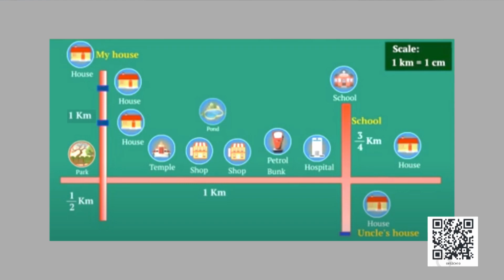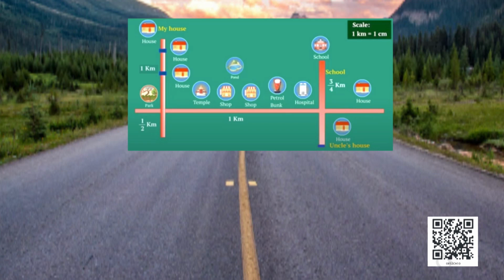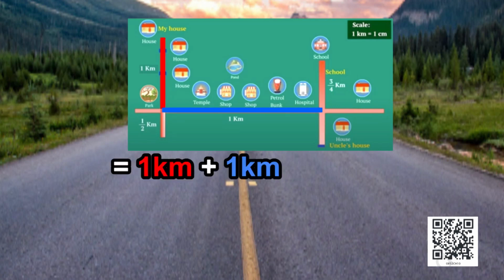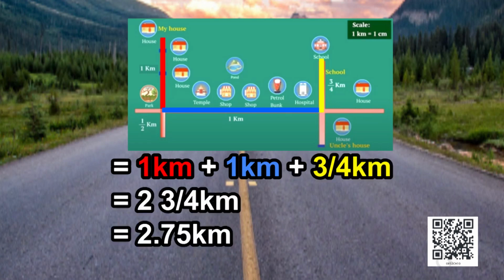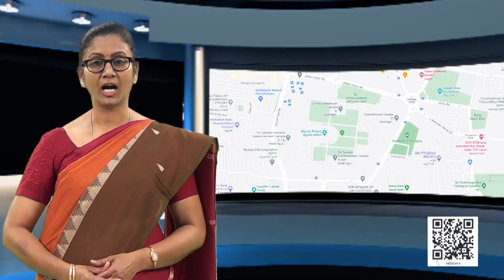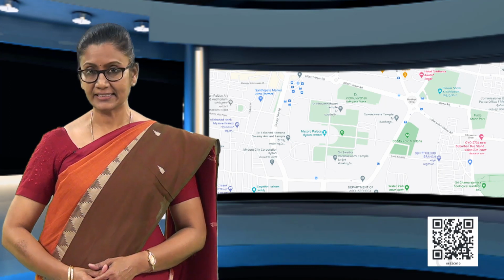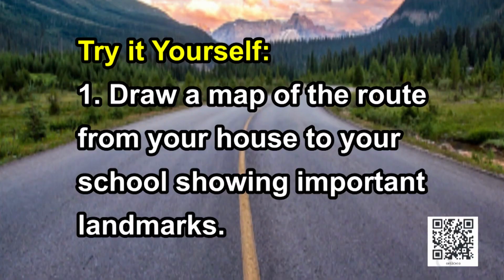In the above map, the distance between the house and the school equals 1 kilometer plus 1 kilometer plus 3/4 of a kilometer, which is equal to 2 3/4 of a kilometer, or in other words it is equal to 2.75 kilometers. Now that you have learnt how to draw maps with a given scale, try drawing the following maps on your own. Try it yourself.